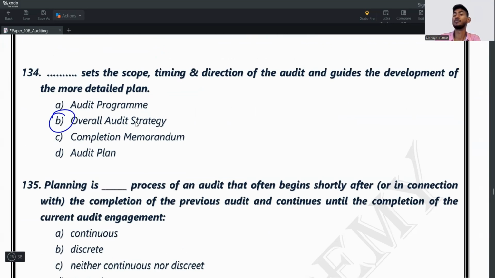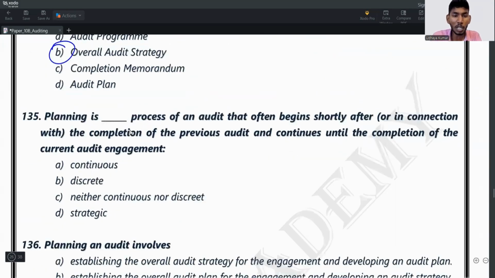Overall audit strategy, which we have discussed under the audit strategy topic. Moving to question 135: planning is a dash process of an audit that often begins shortly after the completion of the previous audit and continues until the completion of the current audit engagement. The answer is continuous audit, because it is a continuous process that begins shortly after the completion of the previous audit and continues until the completion of the current audit program. So continuous process of audit is the right answer.